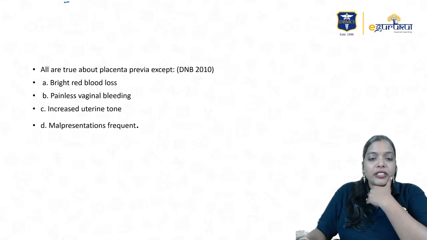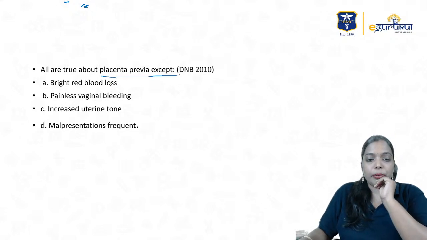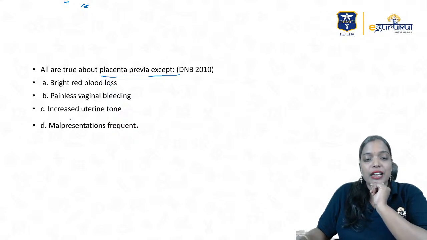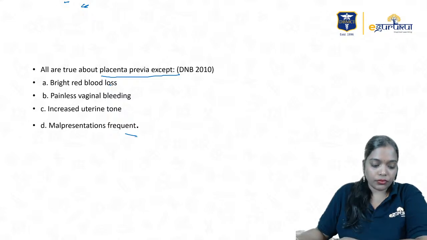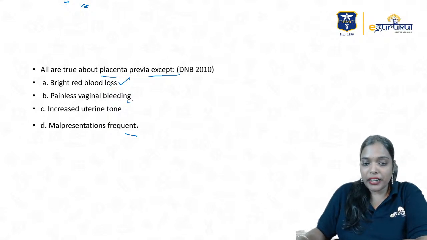All are true about placenta previa except: bright red blood loss, painless vaginal bleeding, increased uterine tone, malpresentations frequent. So in placenta previa, yes, we have bright red blood loss. It is painless vaginal bleeding. There is increased uterine tone?